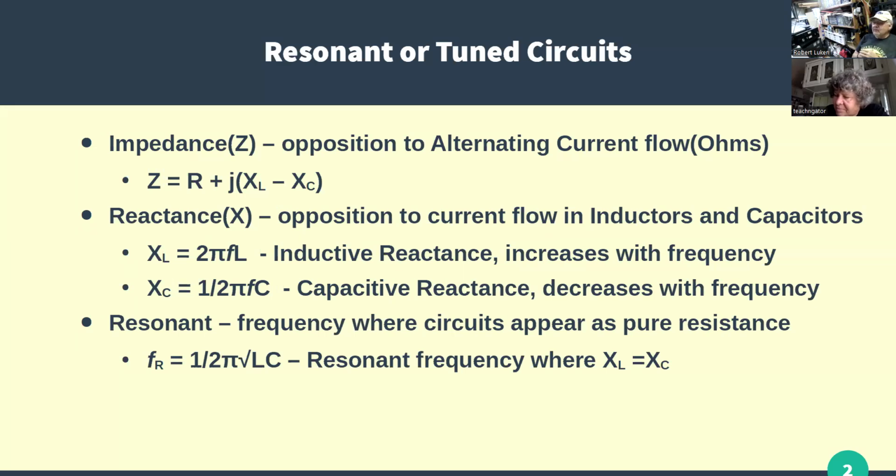We're going to talk about impedance and reactance. They're very important things. So impedance is opposition to alternating current flow. We also measure it in ohms. And that's different than resistance. Remember, resistance doesn't care about frequency. Impedance does. Resistance doesn't care about frequency. Impedance does care about frequency.